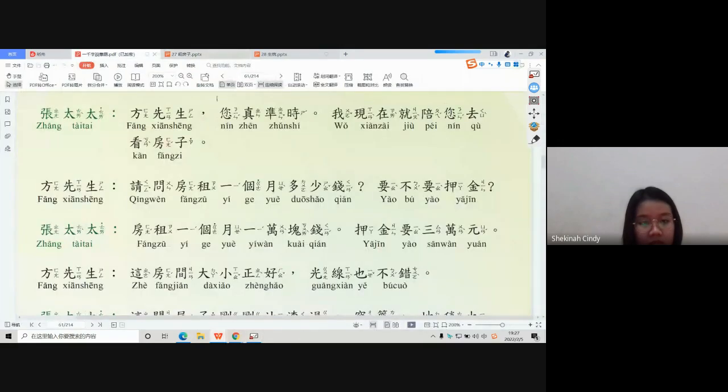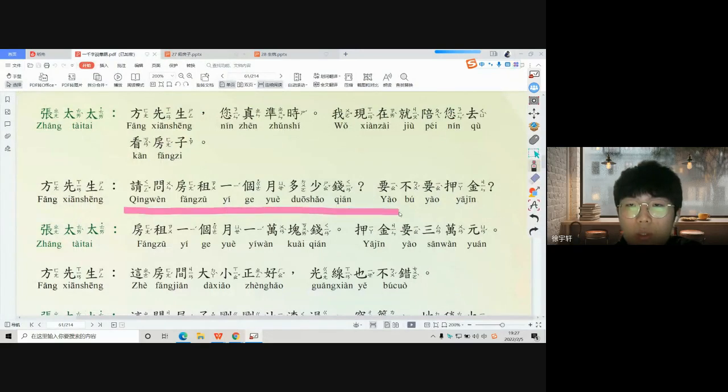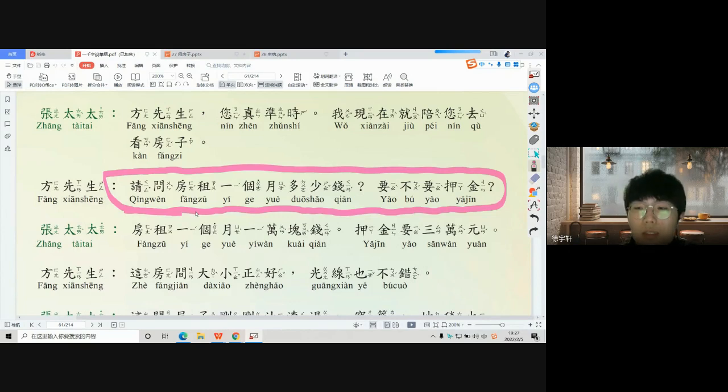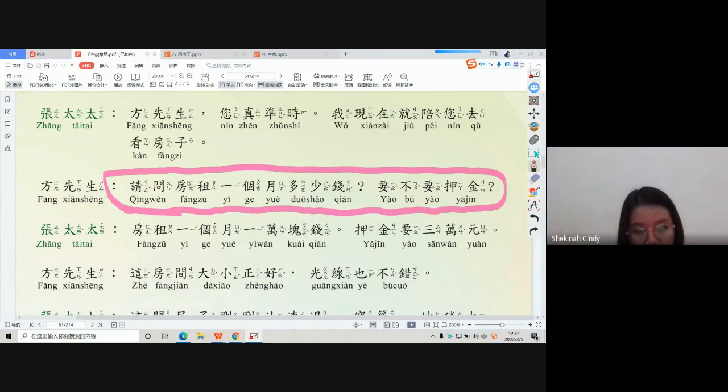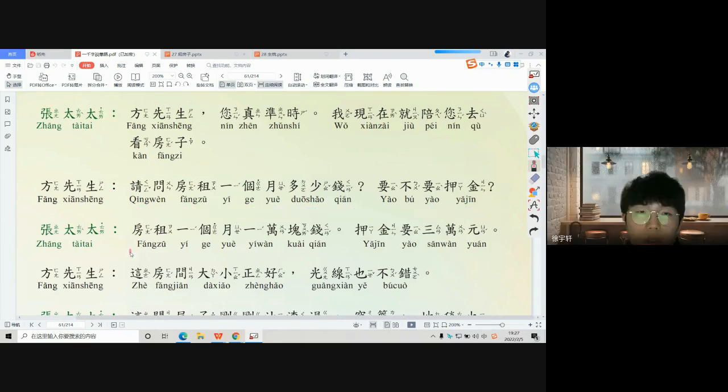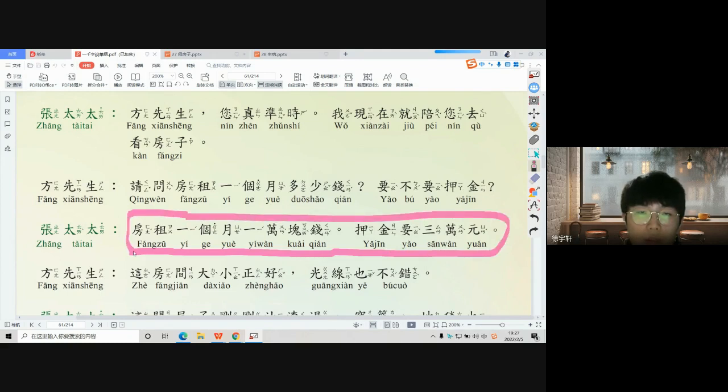Okay, so 请问房租一个月多少钱？要不要押金？ I believe you can understand this sentence, right? Yes, okay. So, 房租一个月1万块钱，押金要3万元。Okay. Can you try to translate this one for me?